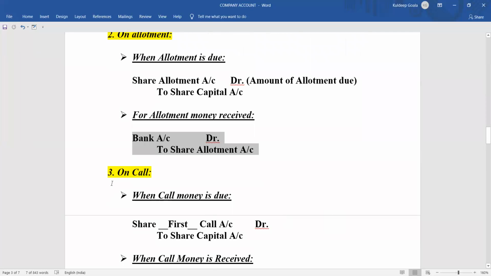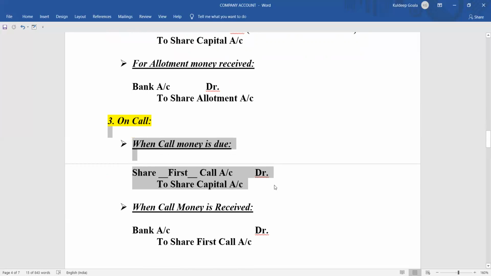So coming to the next one, that is call. After the allotment is over, then we will go for call. अगर कुछ कॉल में हम लोग पूछ रहे हैं तो ठीक है, फर्स्ट कॉल सेकंड कॉल जो भी होता है, ठीक है, that will become call. So call के वक्त भी पहले हम लोग ड्यू करेंगे, because we know from whom to ask, right? So first of all, it will be due entry. So what will be the entry? Share first call account debit to share capital account.